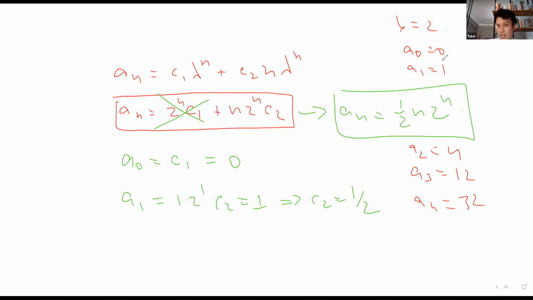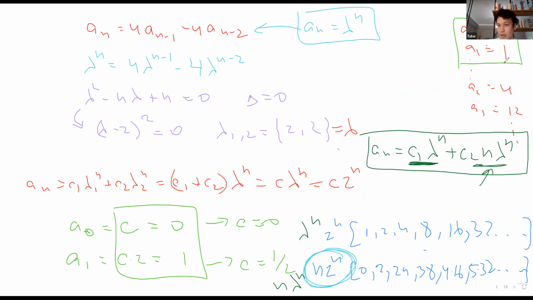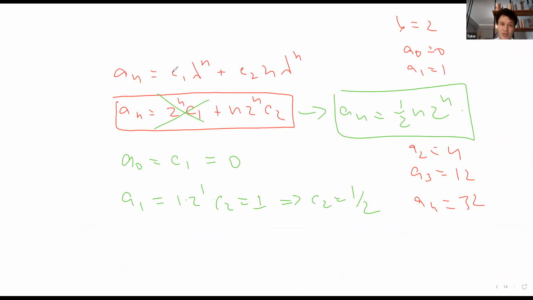So actually, if you look at these numbers, 0, 1, 4, 12, 32, and compare to what we computed, 0, 1, 4, 12, you see that they match exactly. So basically this formula that we had in here is fine. It's a good formula: an equals C2 n lambda to the n. Okay, so now let's maybe discuss one more thing.